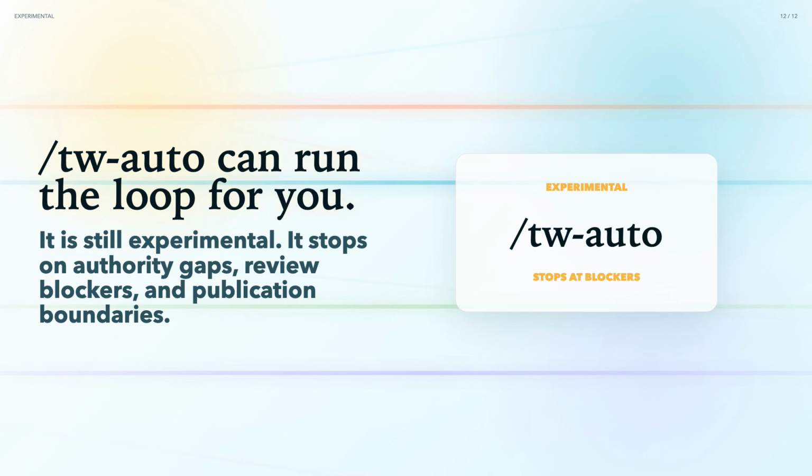/twauto is the experimental shortcut. It tries to run the TraceWeaver loop for you: Bootstrap, plan, authority gate, work, traceability, review, repair, and evidence recording. Treat it as advisory alpha. It should stop when authority is missing, when validation is not proven, or when publication needs a separate, explicit decision.